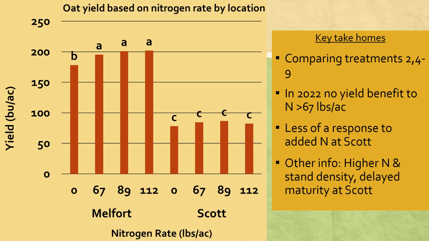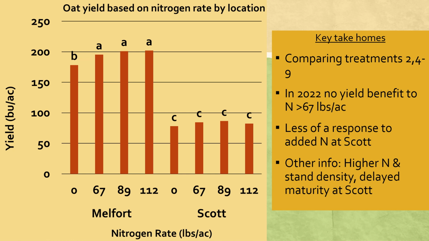So the key result that we can walk away with from this slide is that, pretty plain and simple, there wasn't a big nitrogen response at either of our sites in 2022. Now in Melfort, we did see a significant increase in yield with that first addition of nitrogen from 0 to 67 pounds per acre. But after that, there was no significant increase in yield. Then at Scott, all of those four nitrogen rates were statistically similar when it came to their grain yield.